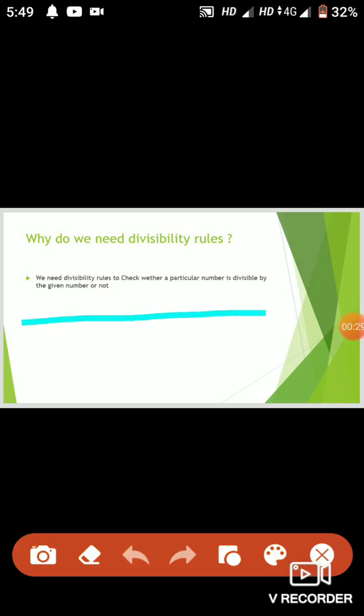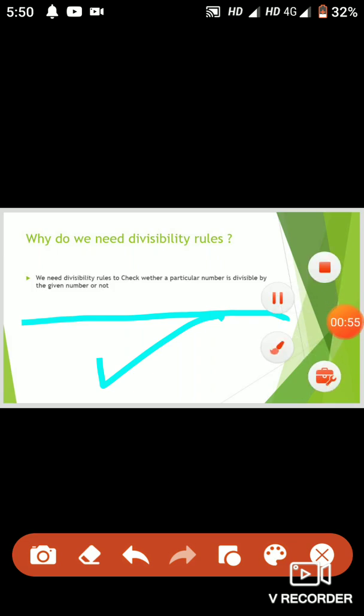We need divisibility rules to check whether a particular number is divisible by the given number or not. Suppose I give you a number and I ask you to tell me whether this number is divisible by the other number or not. Will you be able to make out? This is the only reason. Divisibility rules help you to check whether a particular number is divisible by the other number or not.